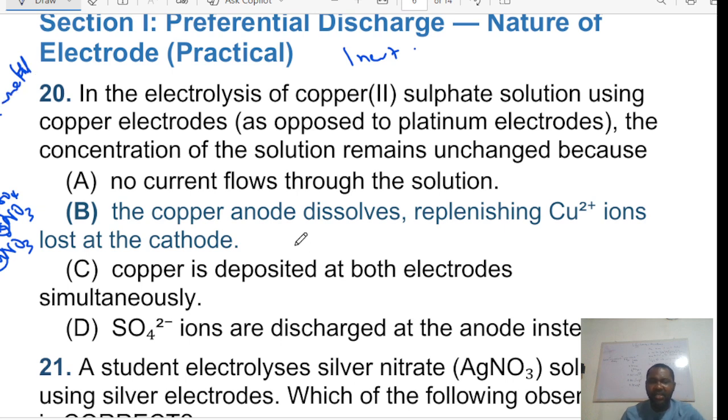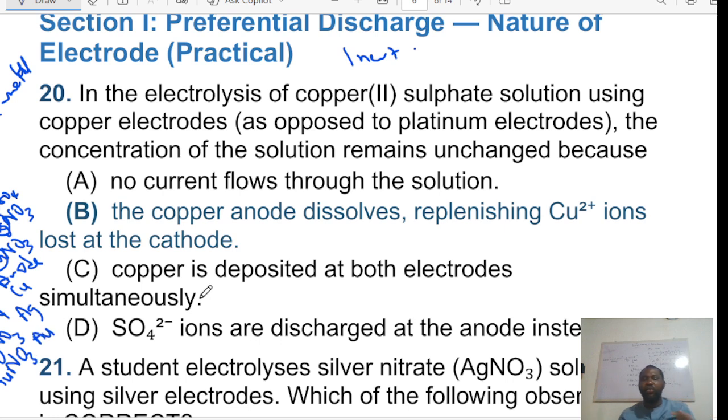So what this means is, if the solution is copper sulfate, then the anode should be copper. This is the solution, this is the anode. If the solution is silver nitrate, the anode should be silver. If the solution is gold nitrate, the anode should be gold. You see, that's the condition for this case 3.